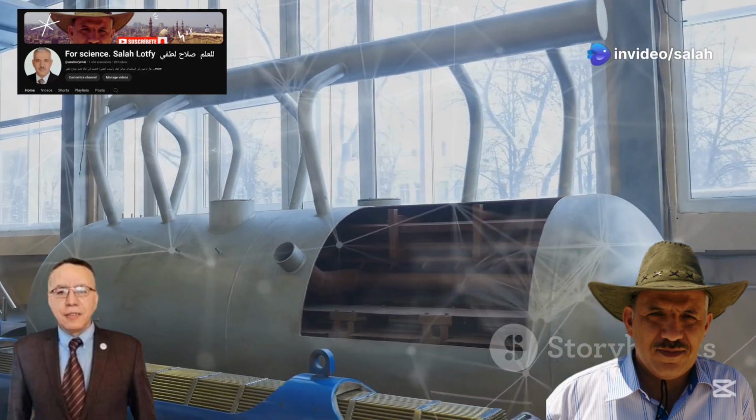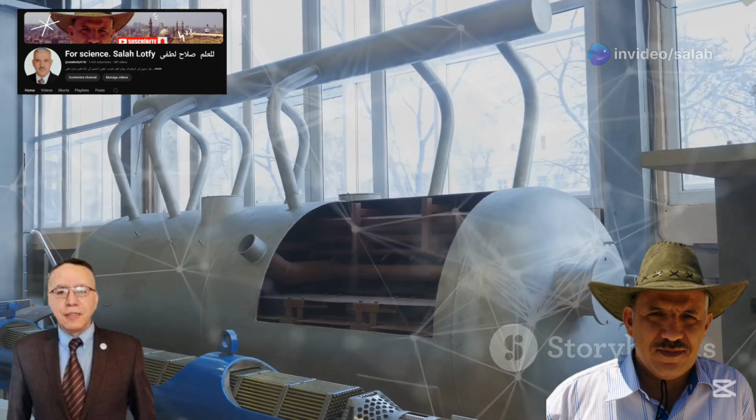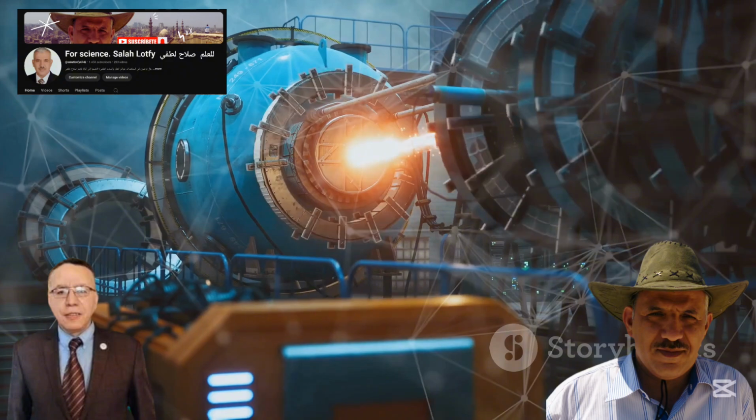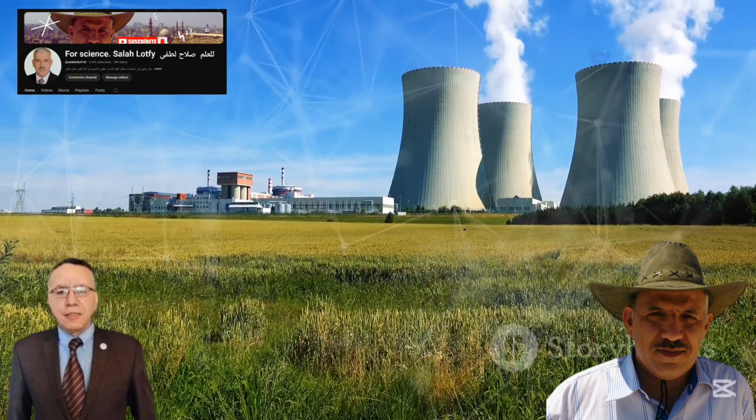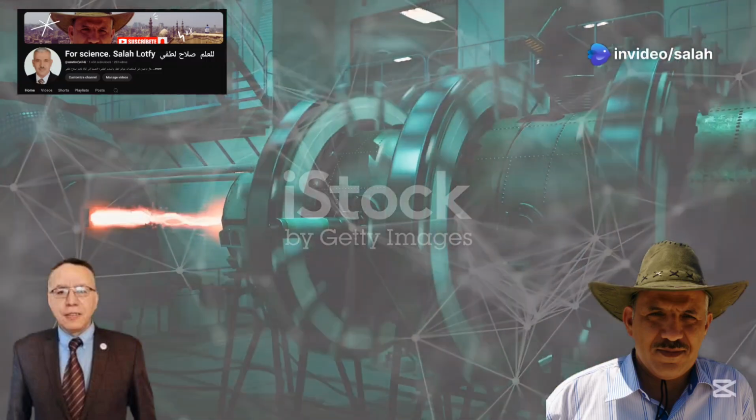Pressure vessel. This houses the reactor core. It withstands high pressure and temperature. These components work together to ensure safe and efficient energy production. Each component is designed with multiple safety features.